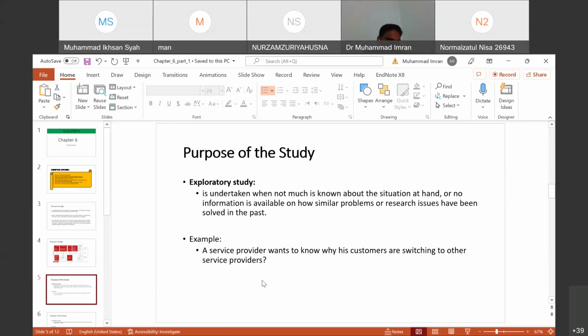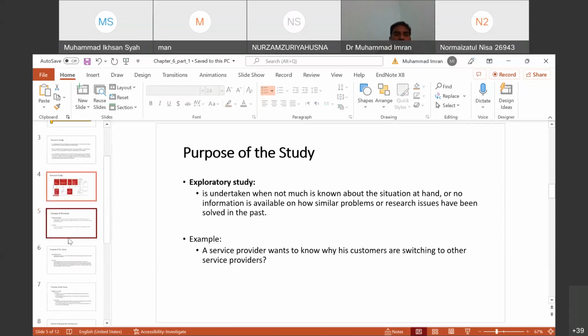This is an example. For example, a service provider wants to know why his customers are switching to other service providers. So he will explore. This is a research question. Okay, on the basis of this research question, our study will be exploratory research.